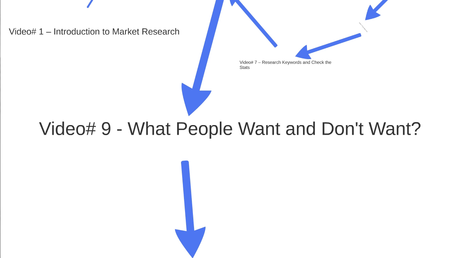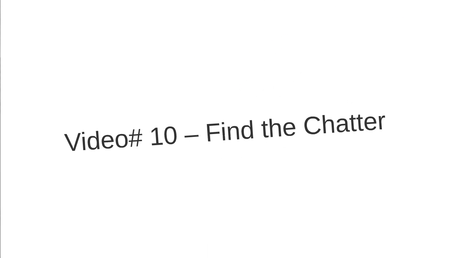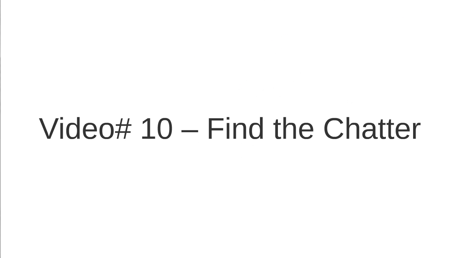So, as you can see here, we're pretty much going from the broader market research to competitor research down deep into product research, because I want you to be able to not only examine and find markets, but also utilize that information to actually apply it and succeed. And that brings us to video number 10, which is finding the chatter. So once we figure out what people don't want and what they want, we want to figure out what people are talking about. What are people talking about in application to the trends, in application to what they don't want, what they want, and everything like that.